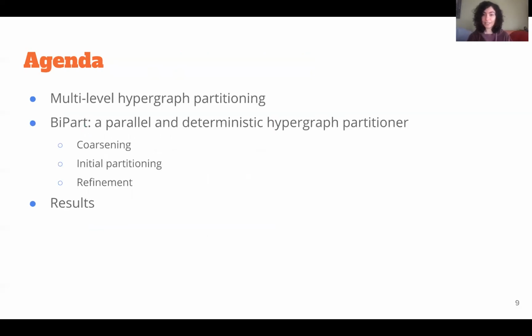So the agenda for today is to first go over multi-level hypergraph partitioning. Then I'll talk about Bipart, which is a parallel and deterministic hypergraph partitioner, which has three phases: coarsening, initial partitioning, and refinement. And finally, I'll talk about our results and evaluation.